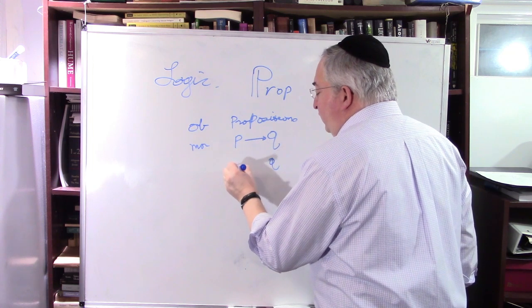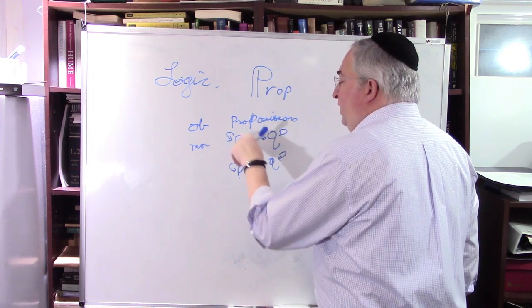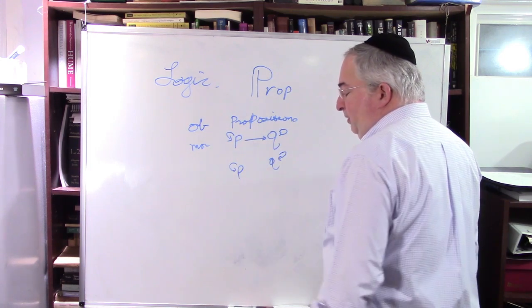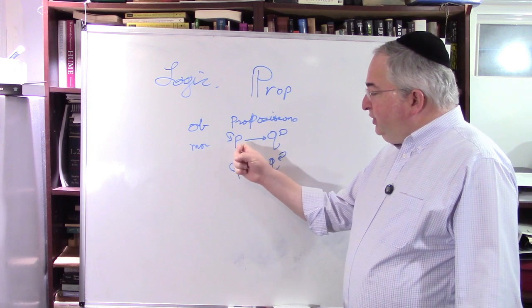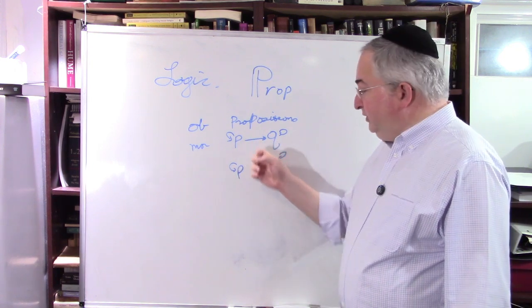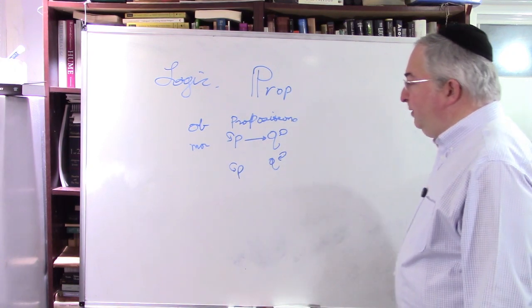Now again, every single object has an identity. P implies P, Q implies Q. But the question is, is there a morphism in between them? Yes or no? Well, sometimes there is, and sometimes there isn't. And that's the interesting thing about propositions.